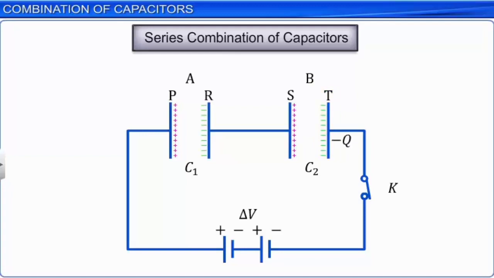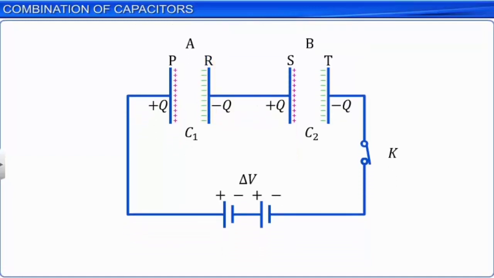Simultaneously, an equal amount of positive charge plus Q accumulates over the plate P. As minus Q accumulates on plate T, an equal amount of negative charge is forced off the plate S of capacitor B. Hence, the plate S has an excess positive charge, which is equal to plus Q. The negative charge, minus Q, leaving the plate S, travels through the connecting wire and accumulates on the plate R of capacitor A. Hence, the magnitude of charge accumulated on the plates of the capacitors connected in series is the same.